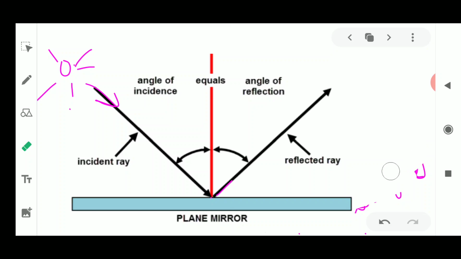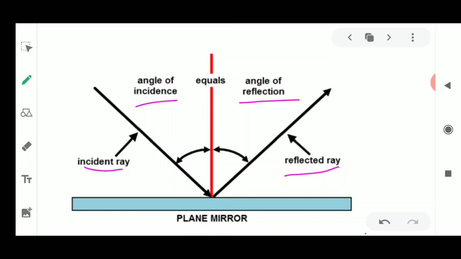Now there are various names written in this diagram. Before going to the reflection of light in detail, I just wanted to revise the terms which we are going to use in reflection and refraction. First one is the incident ray, then the reflected ray, then angle of reflection, then angle of incidence, and this red line which is shown is known as the normal. Each and every person should know these words when we talk about reflection and refraction.